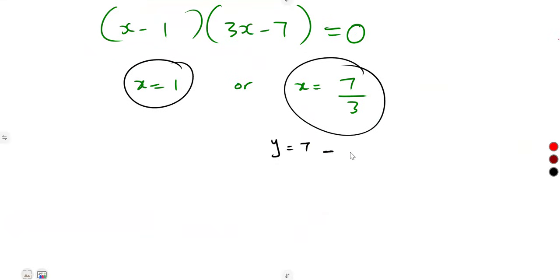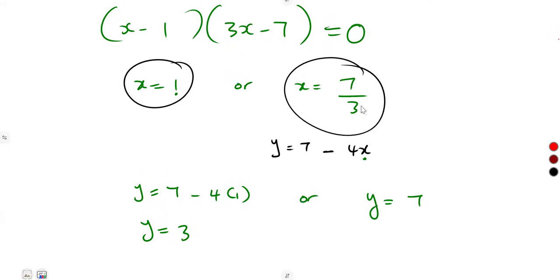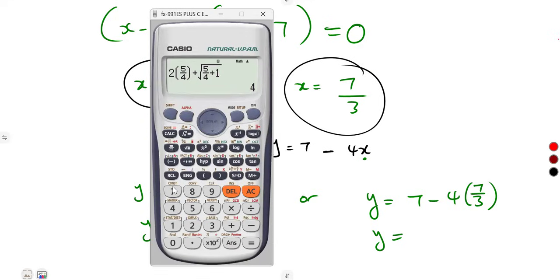Y is equal to 7 minus 4x. So meaning to say, to obtain the possible value of y when x is equal to 1 is going to be 7 minus 4 times, in place of x, you put a 1. So that was going to be 7 minus 4, which is 3. Or y when x is 7 over 3, in place of x, you're going to put 7 over 3. So that was going to give us the value of y from there.